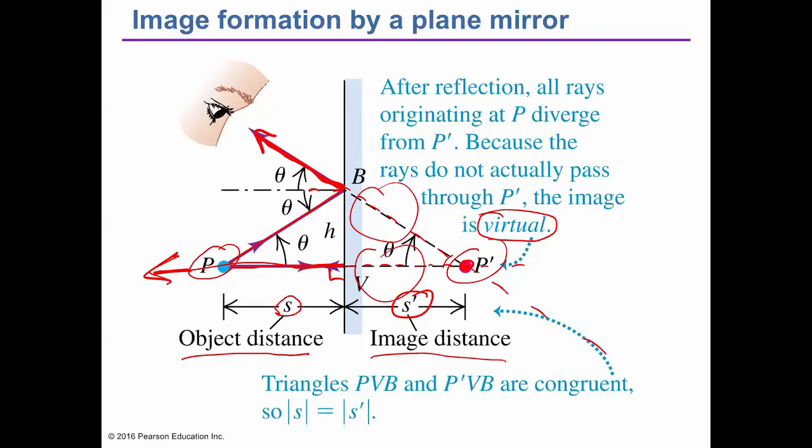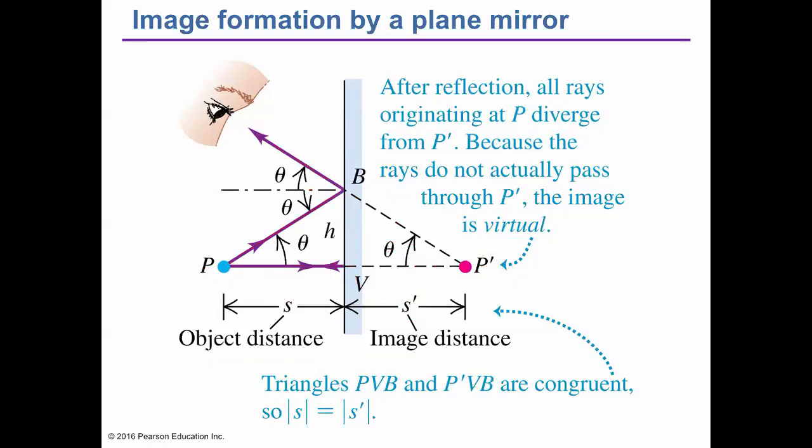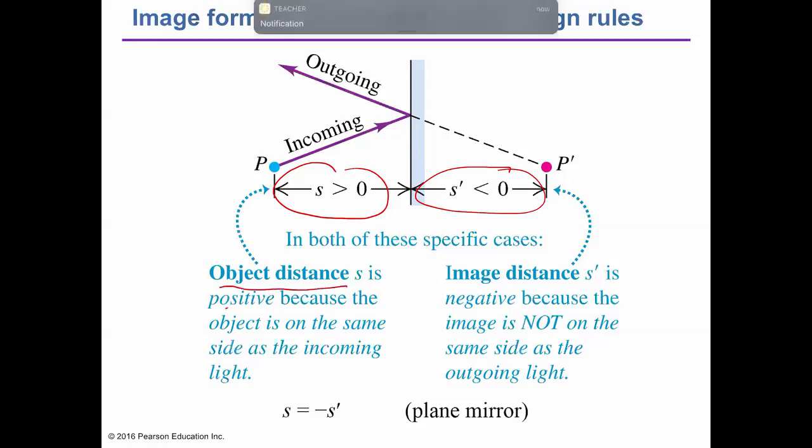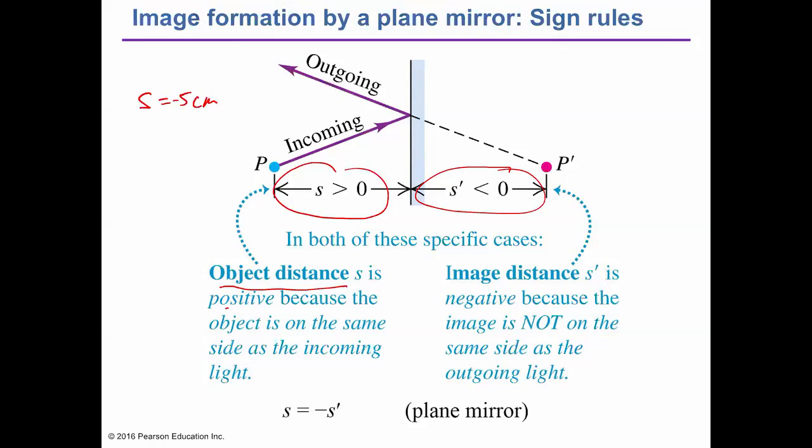All right. One of the things we can do here, if we look closely, is say we have two positions. This is the object distance, and this one here is the image distance. This is going to be true for all the mirrors: object distance S is positive because the object is on the same side as the incoming light, which is the front of the mirror. That means if I have the object 5 centimeters in front of the mirror, then I will write S equals 5 centimeters, and it's positive.